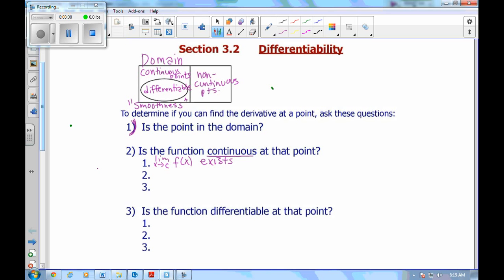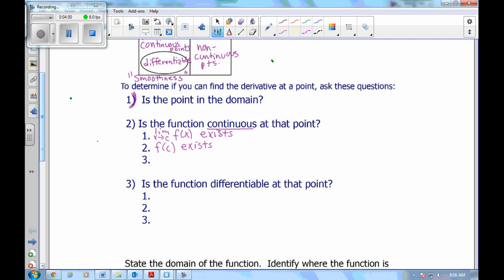Well, that's the same as number 1. But f of c has to exist, or it's not continuous. You can have a limit and have a hole there, but in order for it to be continuous, there can't be the hole there. So f of c has to exist, and then those two have to be equal, meaning that hole is actually filled in, because f of c's value is the same as the limit. That's a typo: f of c has to equal the limit as x approaches c of f of x.